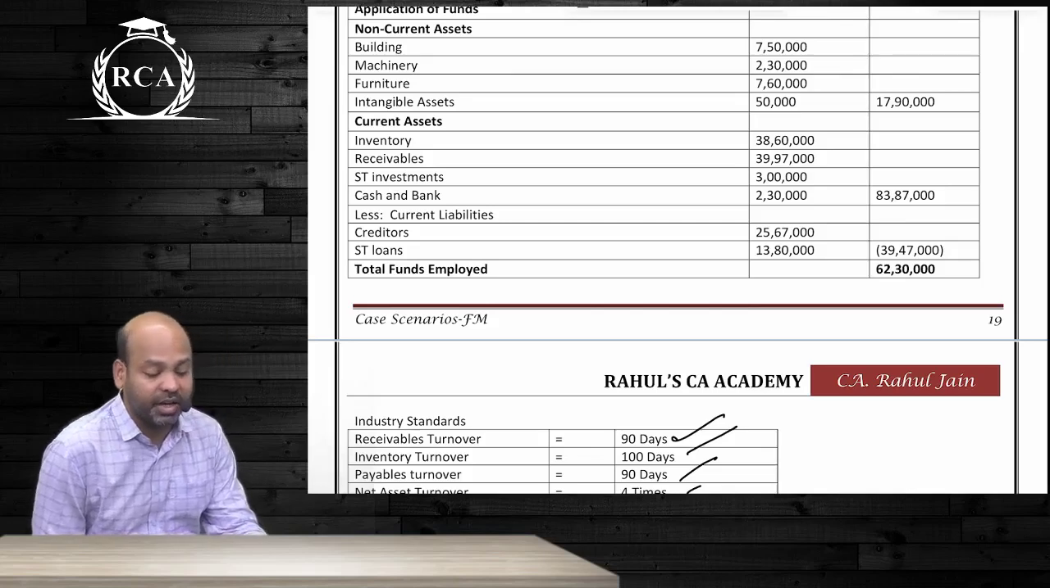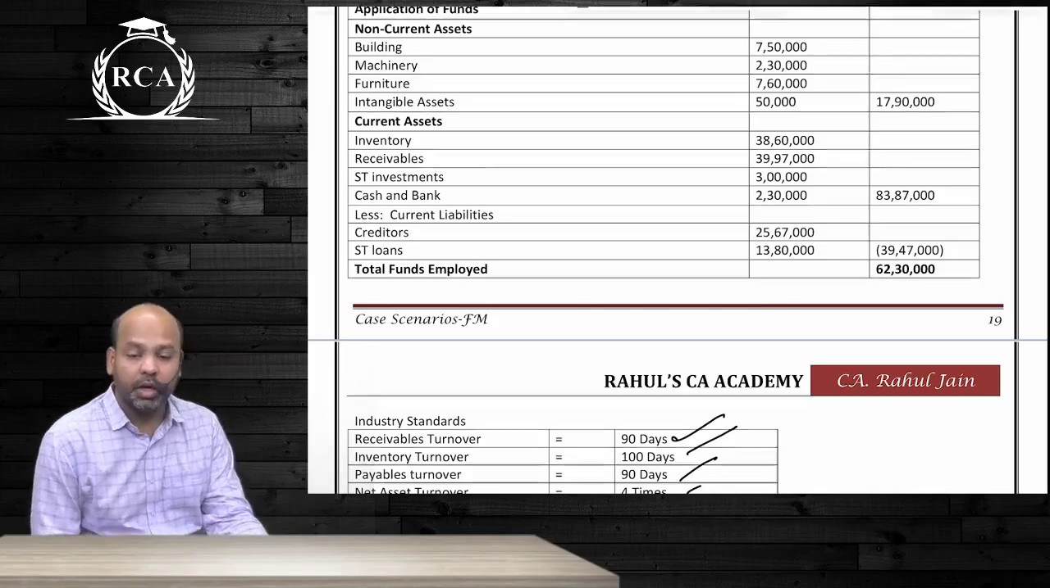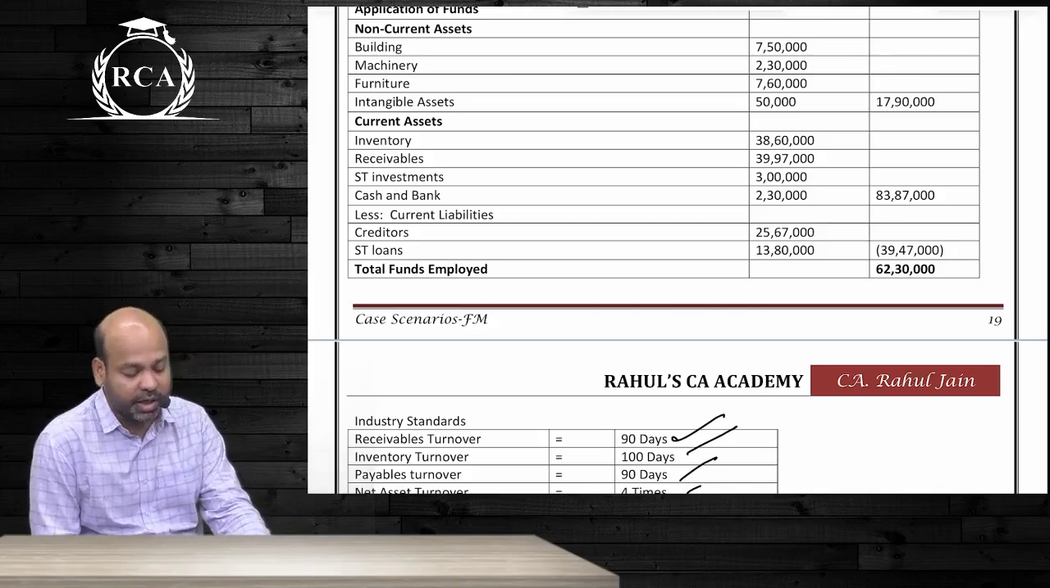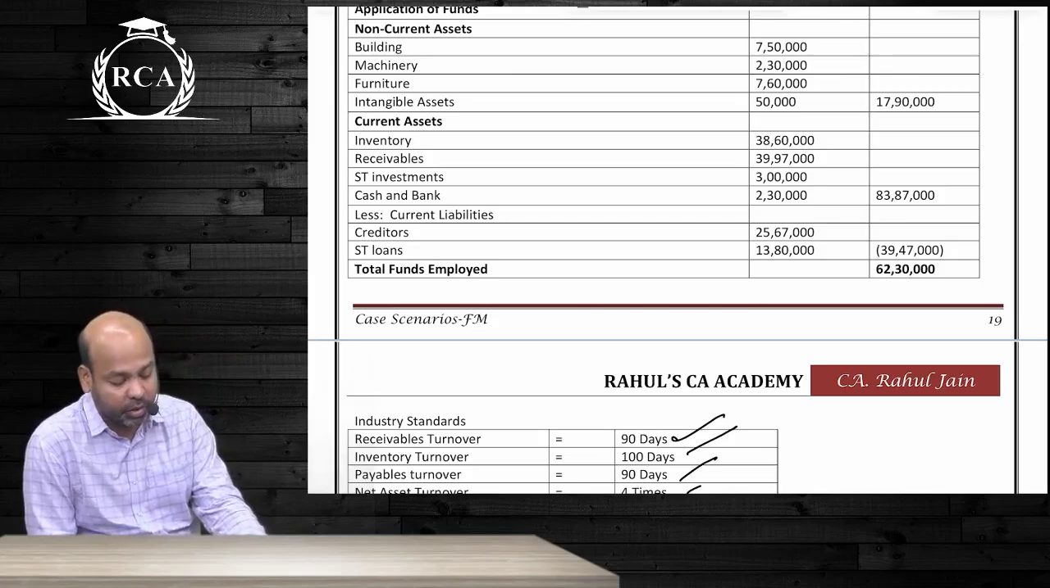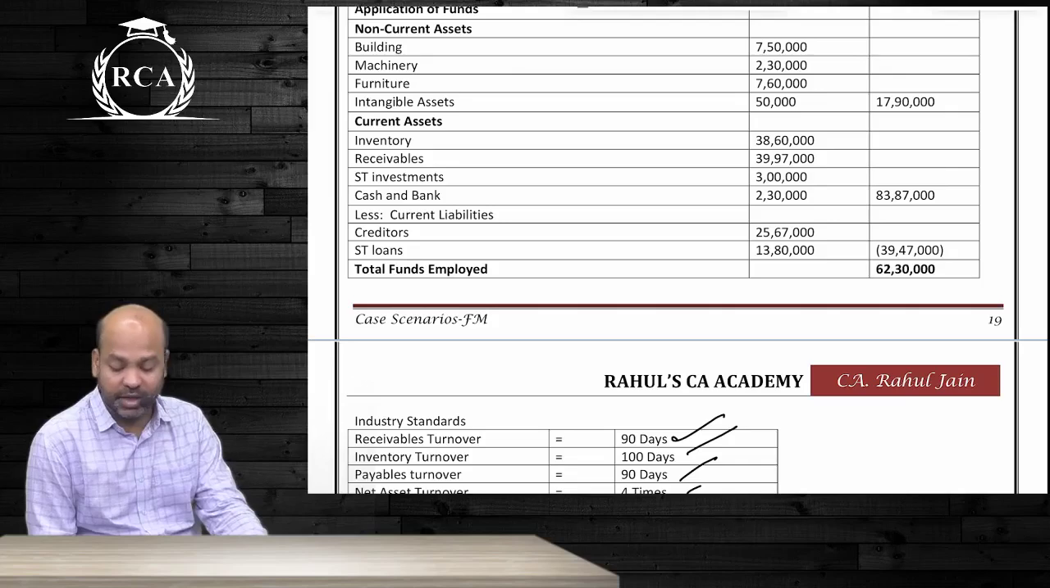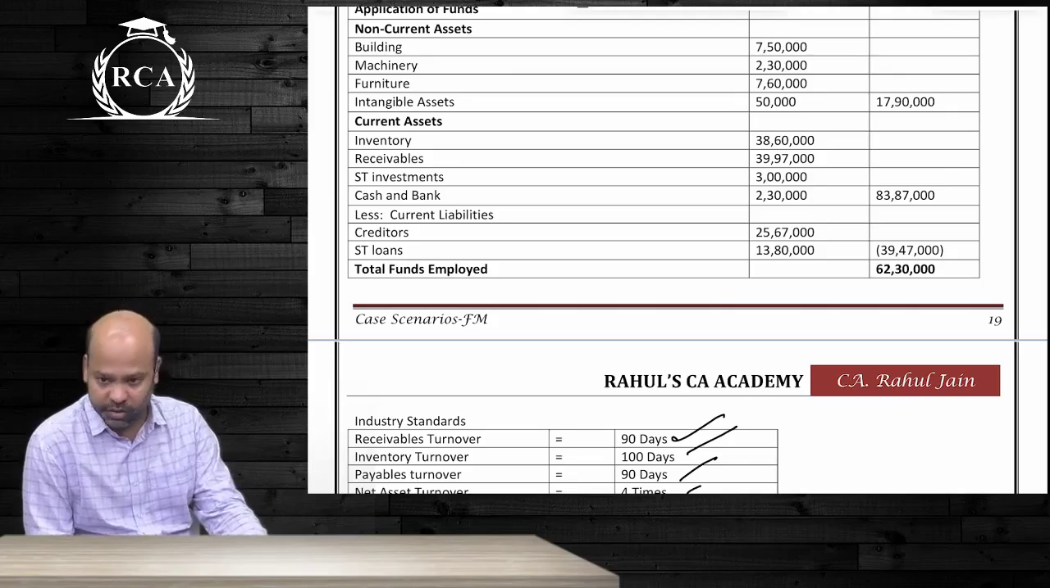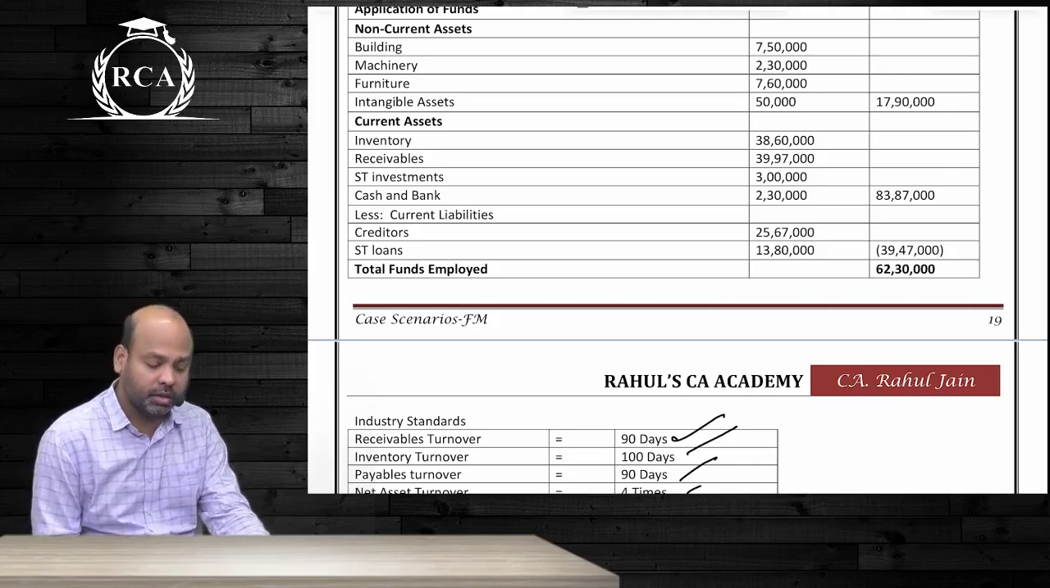What is the industry average for receivables turnover? 90 days. Industry as a whole is collecting the amount in 90 days, but we are collecting the amount in 117 days. Yes or no? Is it understood or not? Next.